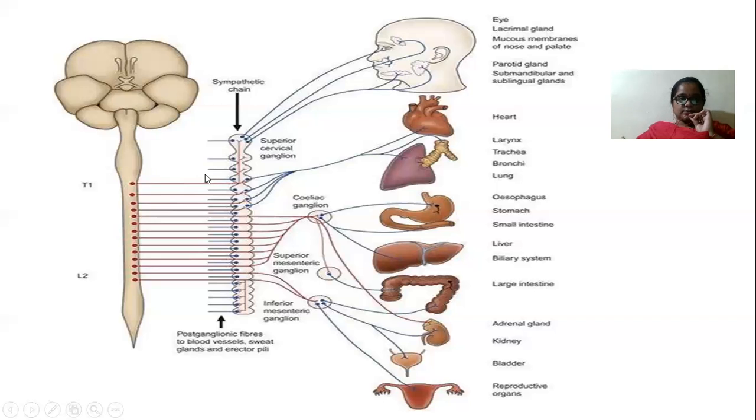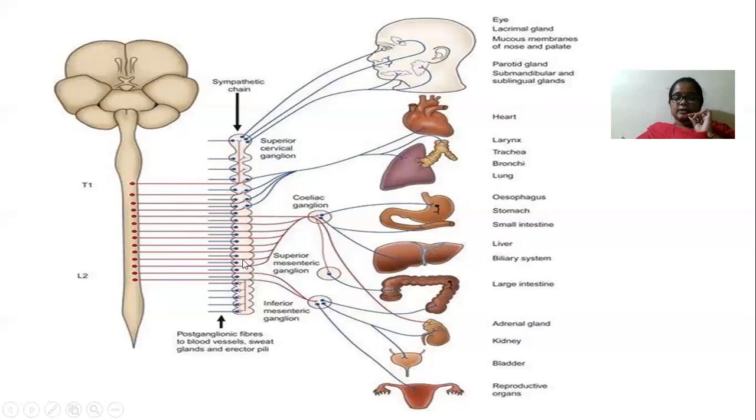Okay, so remember some points here. The sympathetic nervous system is also known as the thoracolumbar division, because the sympathetic preganglionic neurons extend from the first 12 thoracic segments and the first 2 lumbar segments. So that's why it is known as the thoracolumbar division.